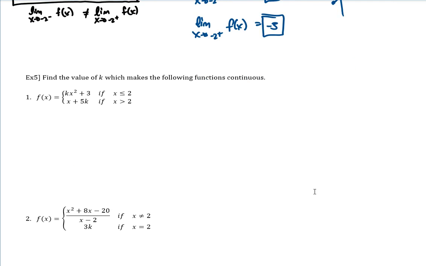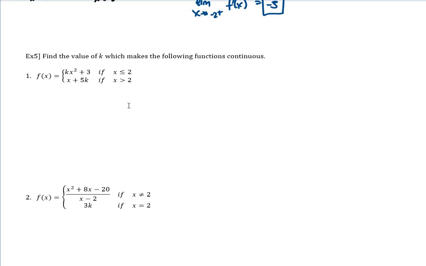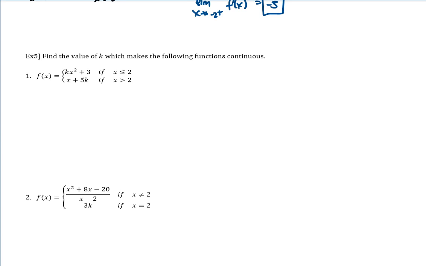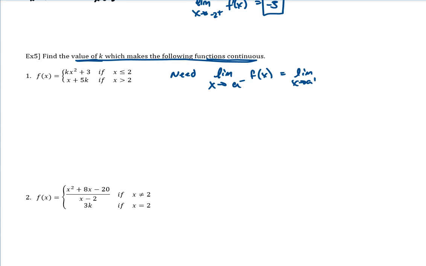Now, the other scenario that they like to look at with these piecewise functions is to find a value of k which makes the following function continuous. Whenever you see something written similar to this, what we need to do is make sure the limit as x goes to whatever the connecting letter is, I'm just going to use a, from the left equals the limit as x goes to a from the right. And our a in this problem is going to be 2.